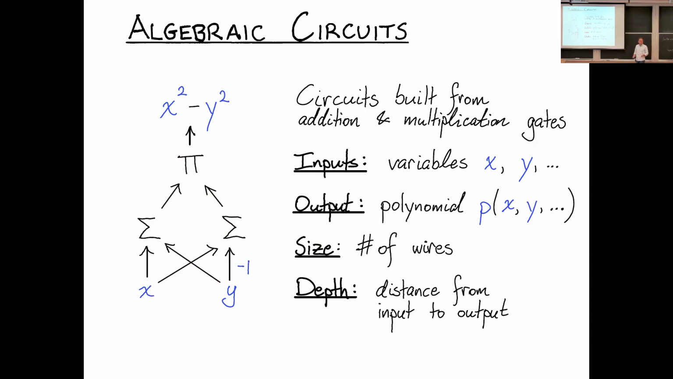There are two complexity parameters we're going to be interested in: the size and the depth of these circuits. The size is just going to be the number of wires in the circuit, and the depth will be the length of the longest path from any input to the output of the circuit.